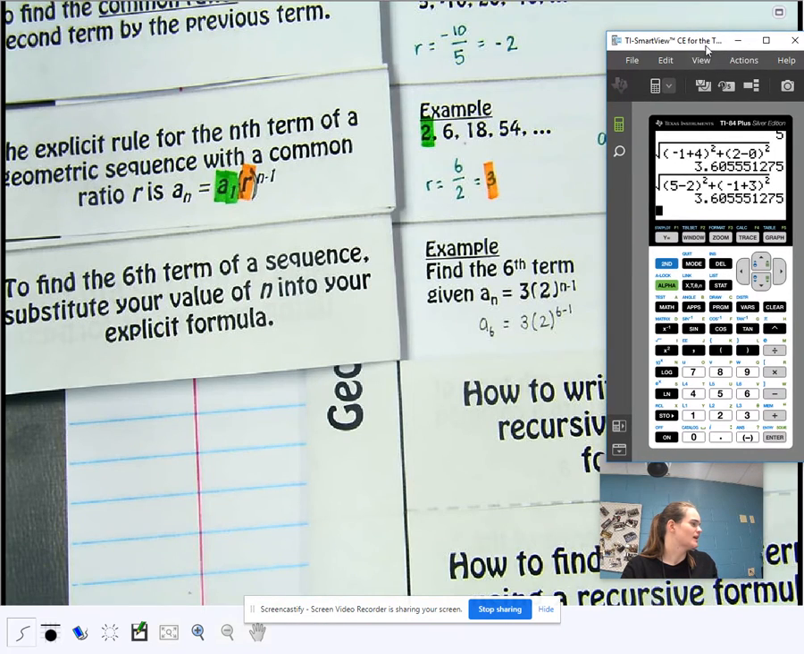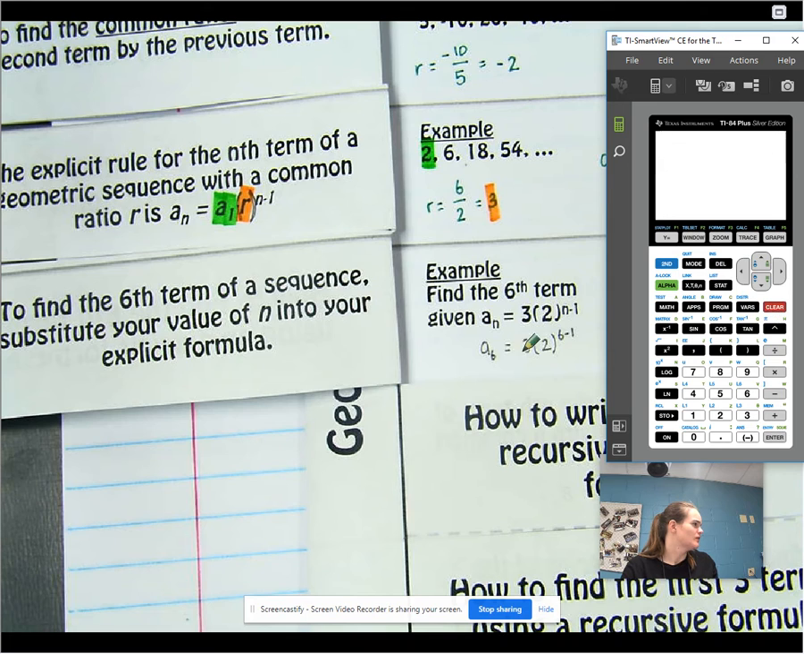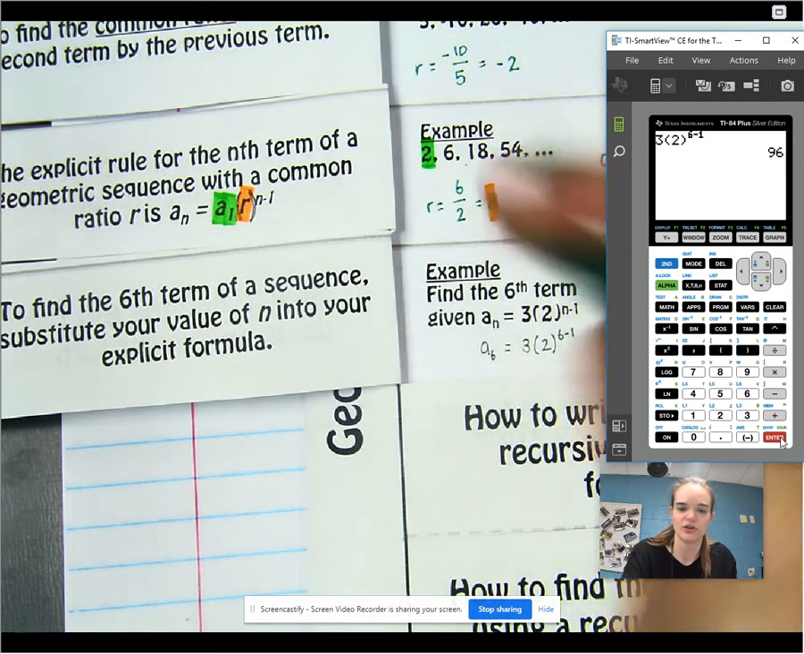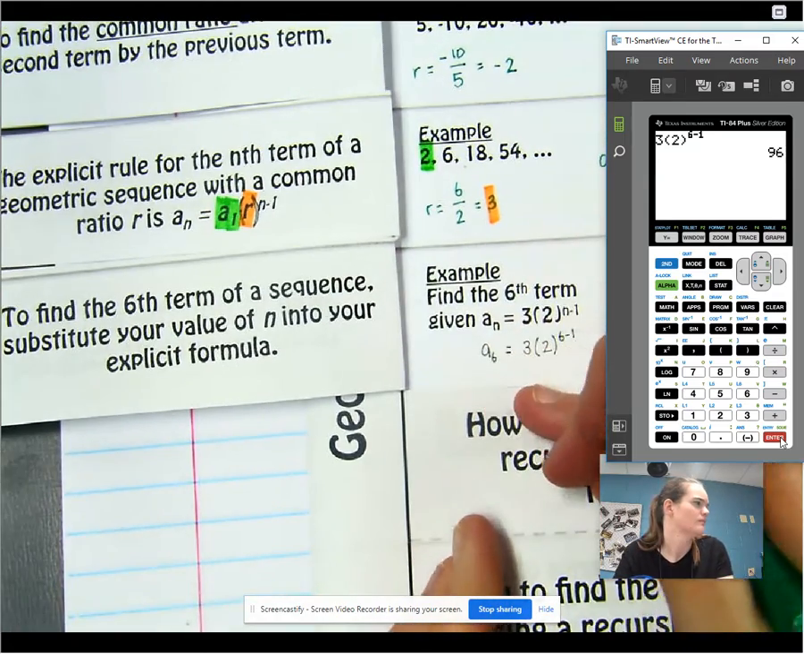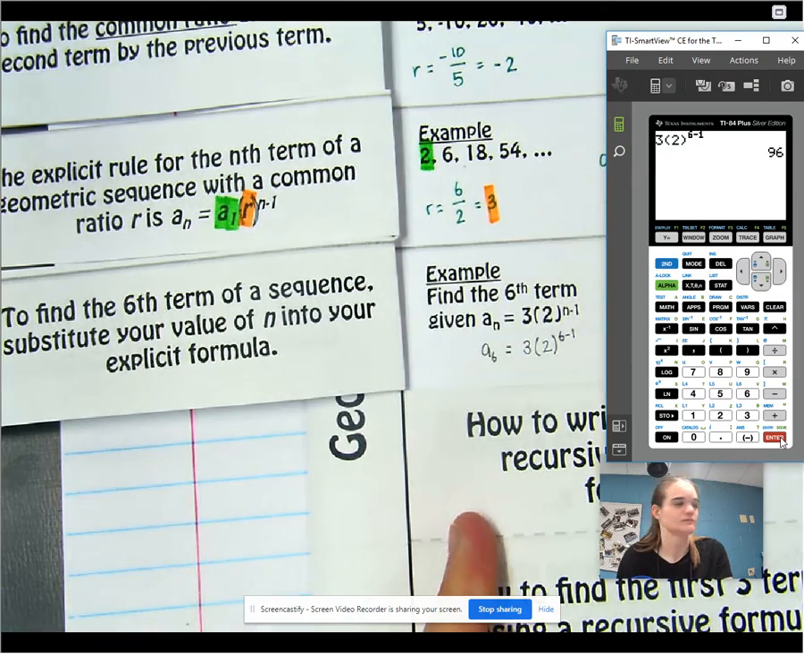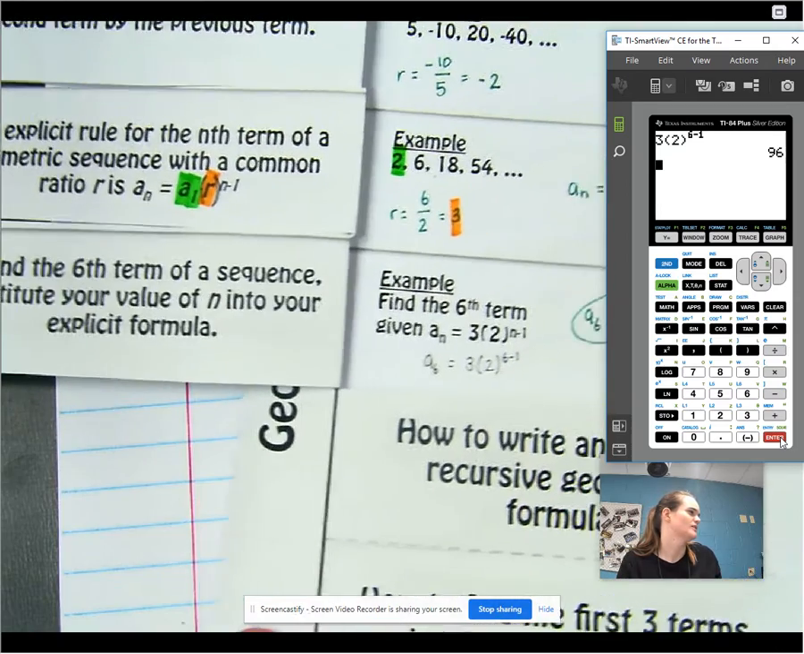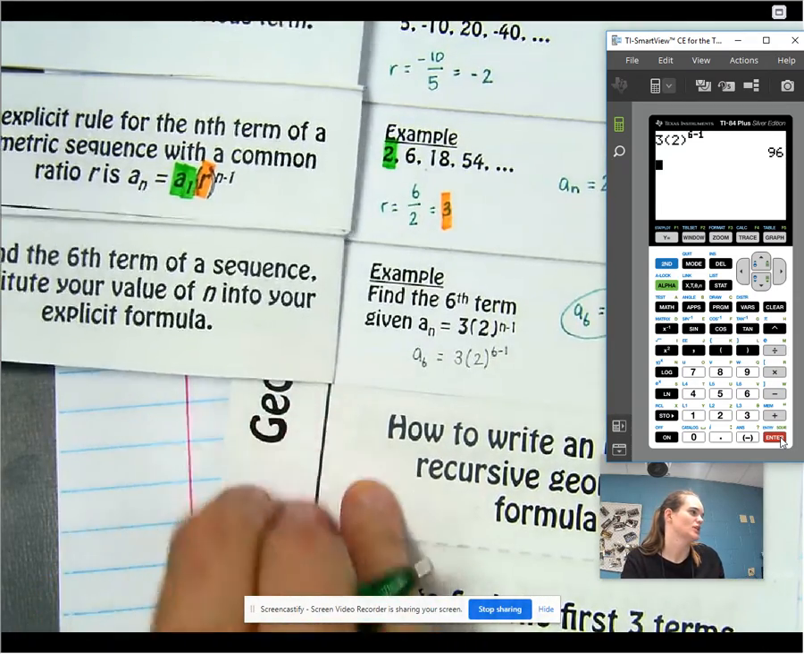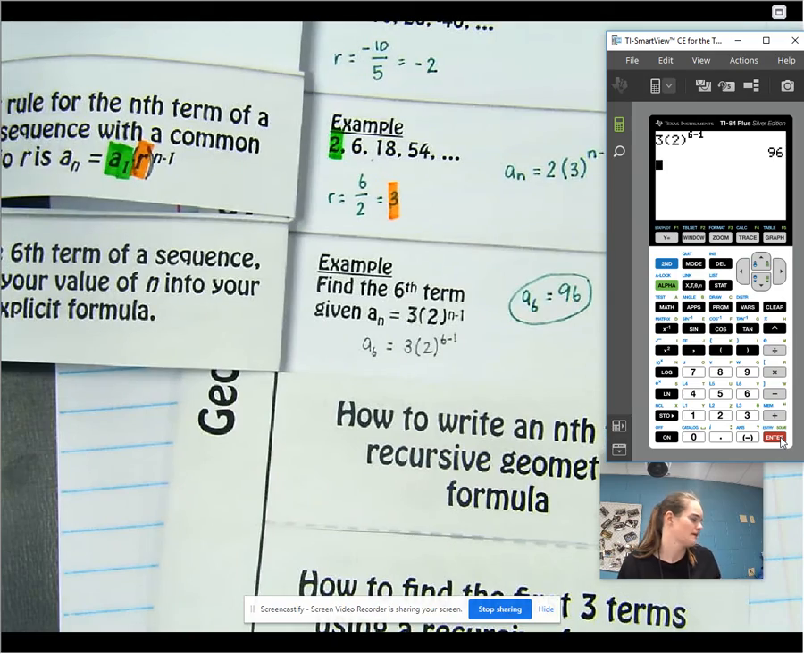Alright, here we go. Now we're going to type this in, so I'm going to clear everything out. We're going to type in 3 parentheses 2. Right here under clear gets us so we can type in 6 minus 1. And that gives us 96. So the sixth term, A sub 6 equals 96. That's the answer. That's the sixth term. There we go. You can actually see it. All right.